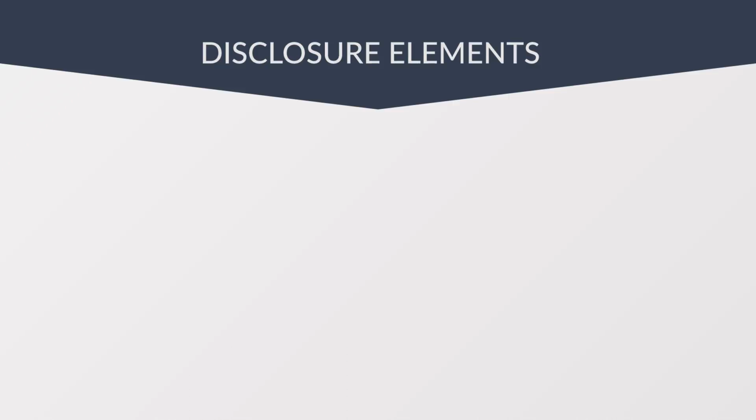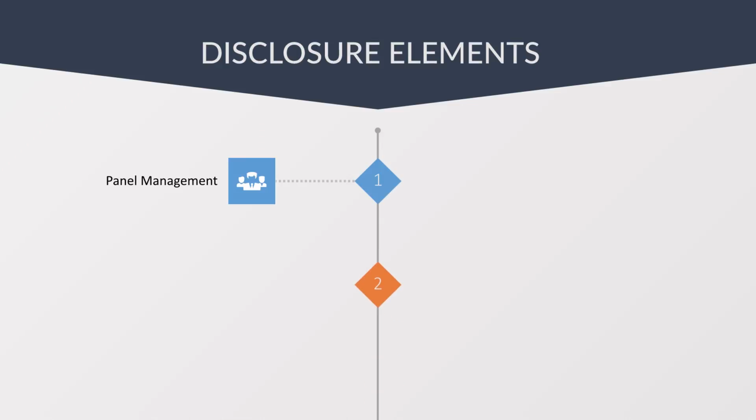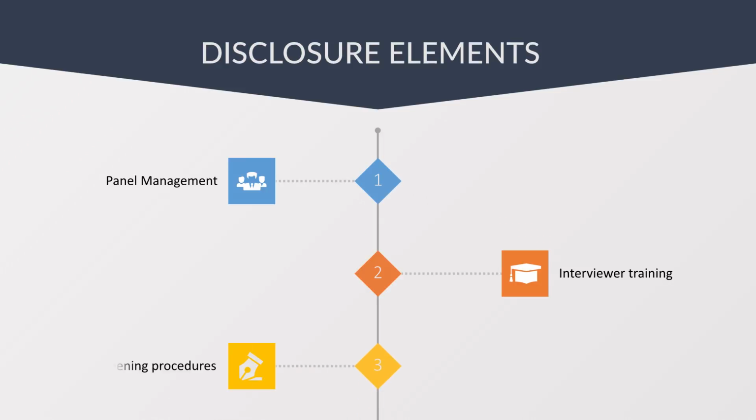If a pool, panel, or access panel was used, the procedures for managing membership, participation, and attrition of the panel should be made available upon request. If interviewers were used, the methods of training, supervision, and monitoring of interviewers should be made available to an interested party upon request. Details about any screening procedures used, including any screening for other surveys that would have made sample members ineligible for the current survey, should be disclosed. For example, the use of routers in online surveys.